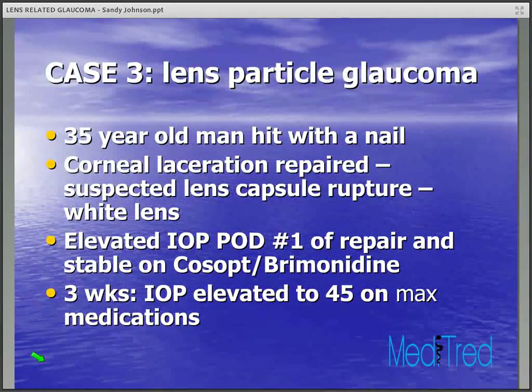surgery. Here's another case. This is number 3 for lens particle glaucoma. This is a 35-year-old male that was hit with a nail. He had his corneal laceration repaired, and there was suspicion at the repair that his lens capsule had been ruptured as well, and the lens was immediately white. One day after his repair, his pressure was up, and he was put on COSOPT and brimonidine. However, 3 weeks later, pressure went up to 45, despite this maximal medication.